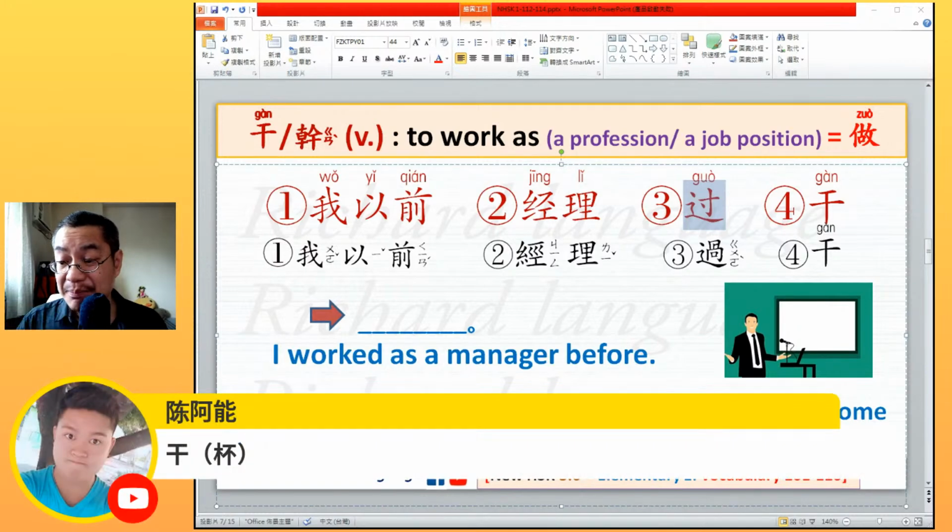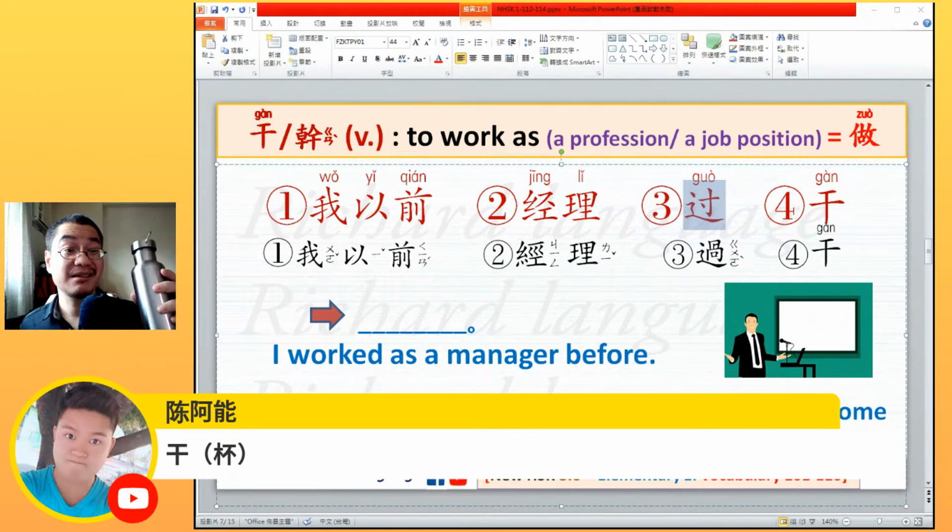And yeah, 干杯. So 阿能的干, that's the first tone. 干杯 is like, oh, cheers. So it's like a toast in English. So when you talk about 干杯, remember that's the first tone. In a gathering, in a meet up, you can say cheers when you drink wine or liquor with your friends. You can say toast, cheers. In Chinese, we say 干杯 or 干.